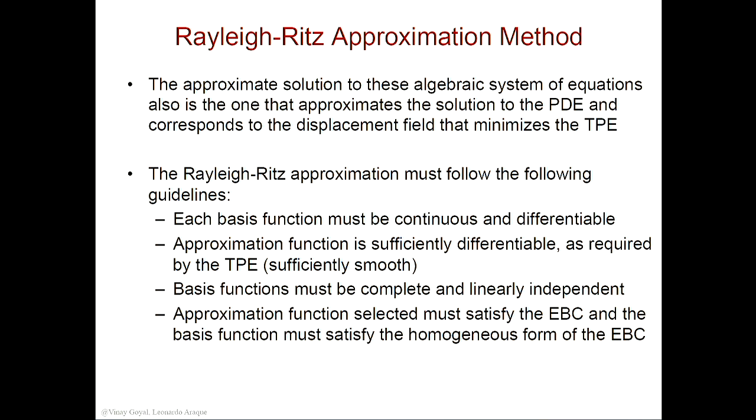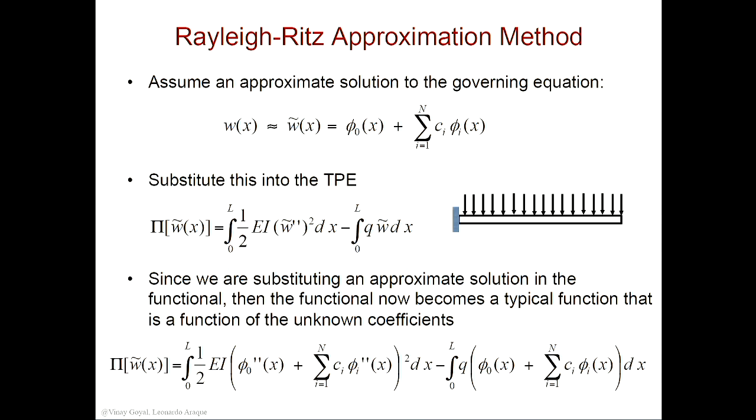Okay. The Rayleigh-Ritz approximation must follow the following guidelines. Each basis function you select must be continuous and differentiable. The approximation function has to be sufficiently differentiable and sufficiently smooth. What do I mean by that? If I go to my total potential energy, what order of differentiation do I have here? Second order. So if I choose a polynomial, what order can I plug in here at a minimum? Quadratic at a minimum, so this doesn't go to 0, right?